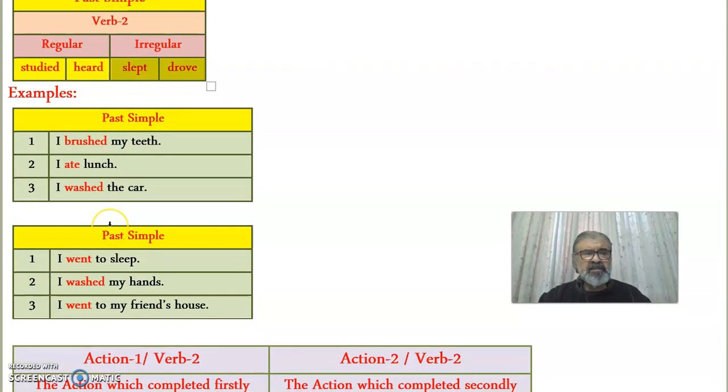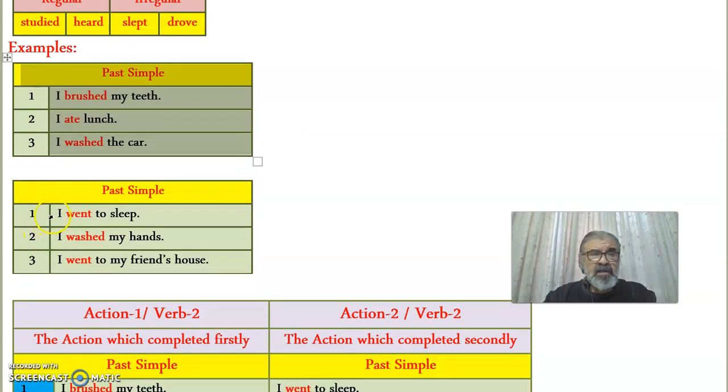Now we're going to consider the following example. Now, I brushed my teeth, I ate lunch, I washed the car. All these are past simple sentences compared and joined later on to I went to sleep, I washed my hands, I went to my friend's house. All these again are past simple sentences.